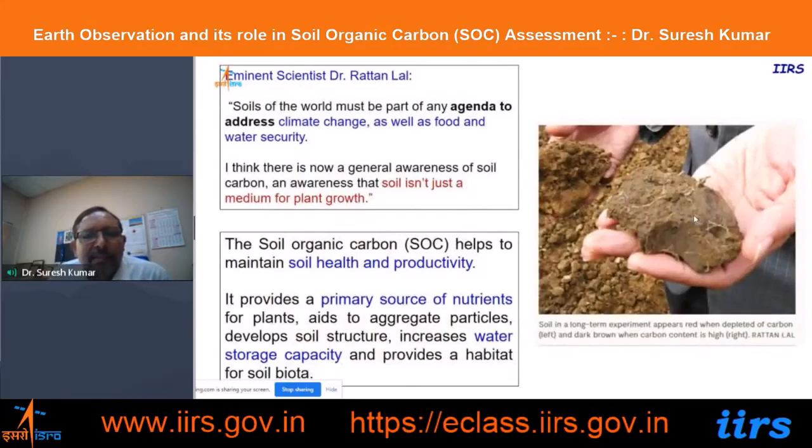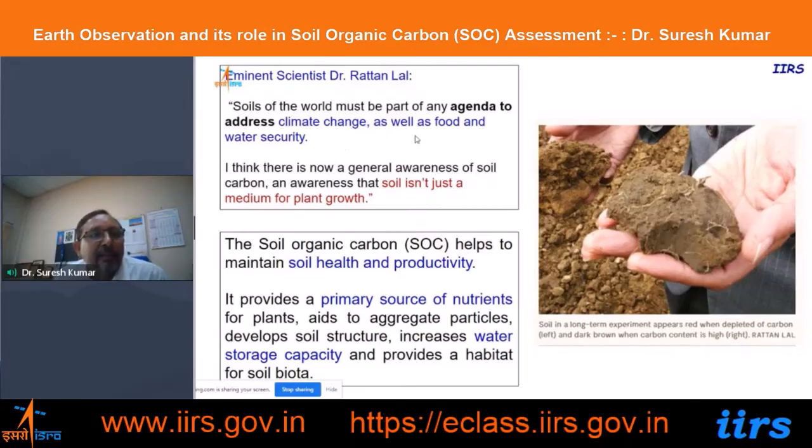I just want to inform you that our eminent scientist Dr. Ratan Lal, who has been working for decades on soil carbon and climate change, says that the soils of the world must be part of any agenda to address climate change, as well as food and water security. So he says that soil is of prime importance, and among the soil, how important soil carbon is to address the issue of climate change, and it is also important to address our food and water security.